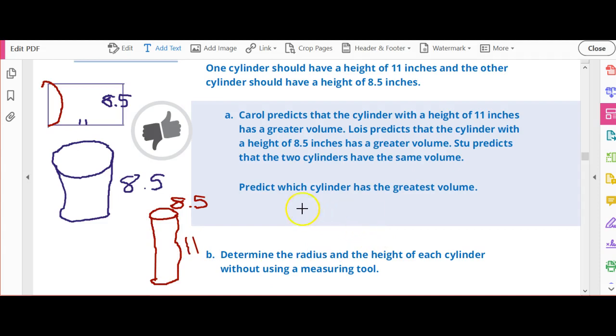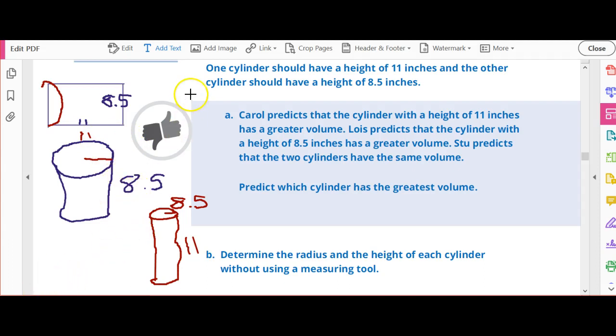So now they want to know which cylinder has the greatest volume. So we would have to calculate the volume. How would we do that? Well, remember this radius is unknown and this radius is unknown. But we know the circumference here is 11, so we can use our formula to calculate the radius, and we say 2 pi r equals 11 and solve for r.